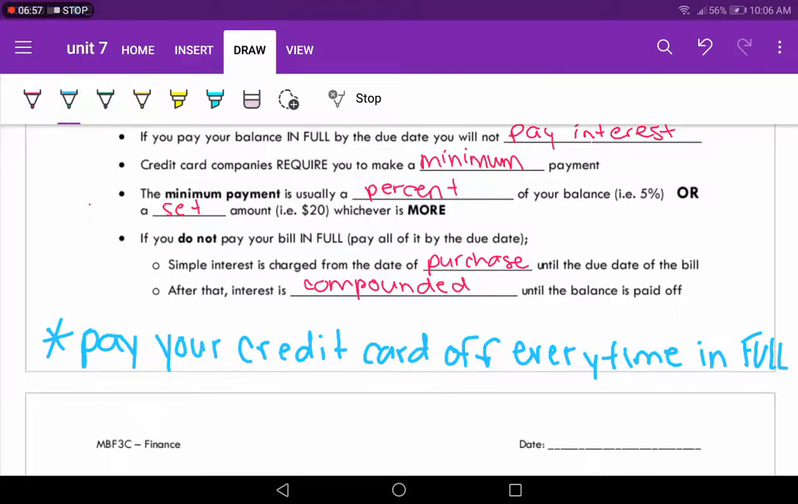And that just means don't pay the minimum payment because you're going to end up paying interest. Just pay that whole $50 off every single time.